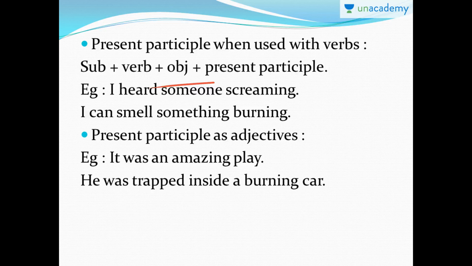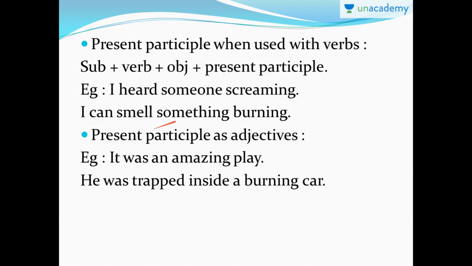For example, I heard someone screaming. I is the subject, verb is heard, someone is the object, a direct object. So I heard someone screaming. So screaming here comes at the end, when it is acting as a verb. I can smell something burning. I is the subject, can is the verb, smell something.